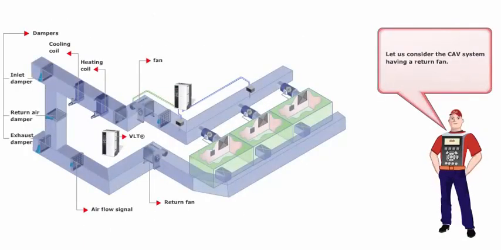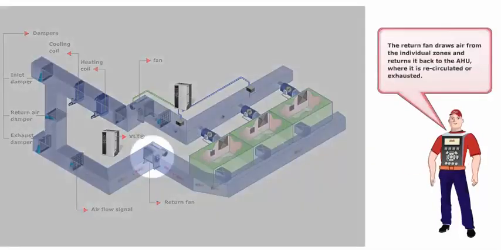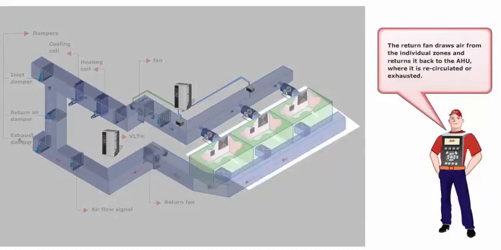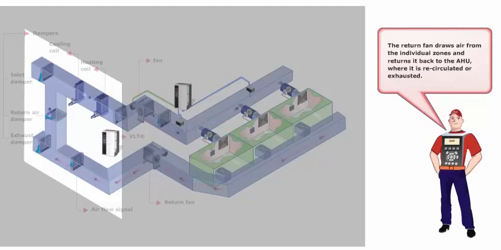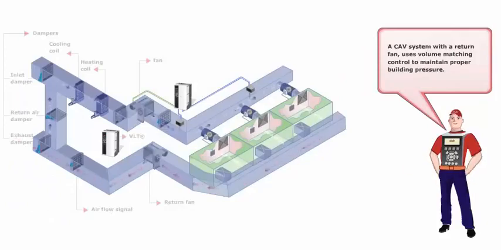Let us consider the constant air volume system having a return fan. The return fan draws air from the individual zones and returns it back to the air handling units, where it is recirculated or exhausted. A constant air volume system with a return fan uses volume matching control to maintain proper building pressure.